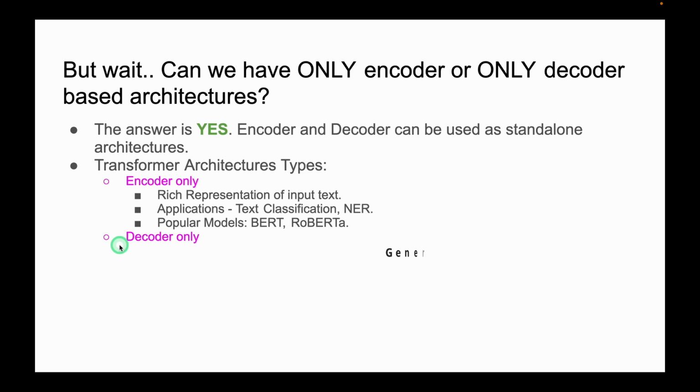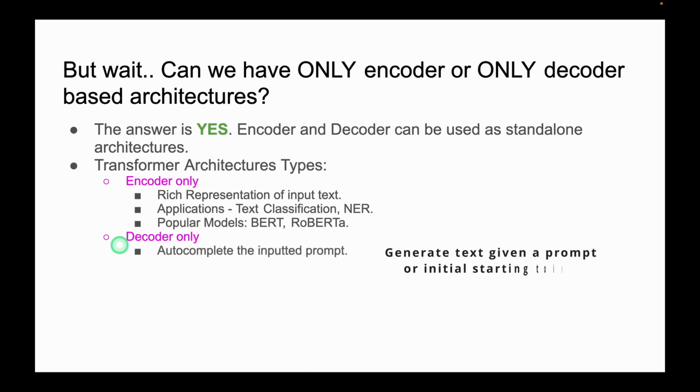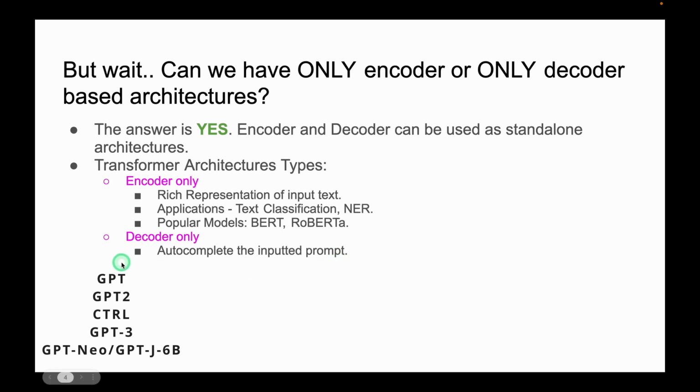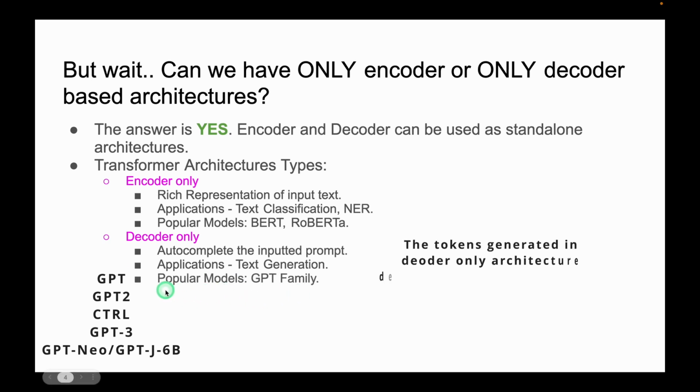Decoder-only models generate text given a prompt or initial starting tokens. These models try to autocomplete the input prompt by predicting the most probable next token. The GPT family is a popular set of models that fall in the decoder-only architecture. The tokens generated in decoder-only architecture depend only on the left context. This is also called the autoregressive attention mechanism.